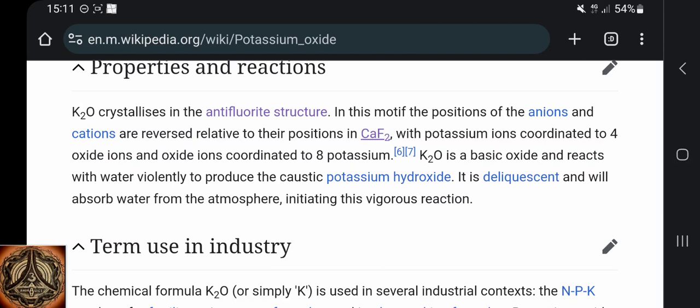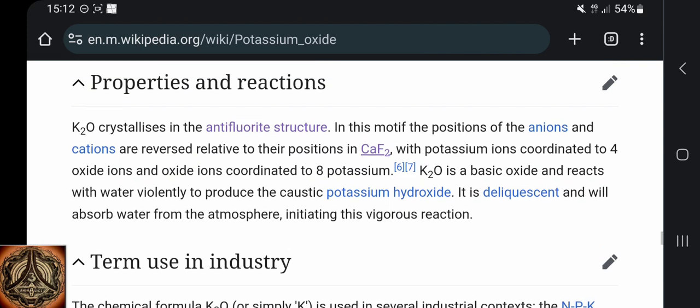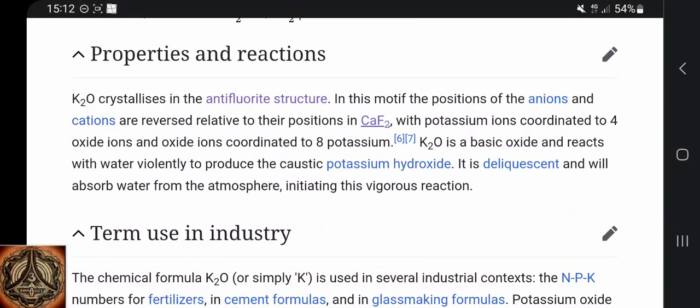K2O is a basic oxide and reacts with water violently to produce the caustic potassium hydroxide. It is quenched and will absorb water from the atmosphere, initiating this vigorous reaction. So we have to assume that somewhere on Earth there is some amount of K2O present.